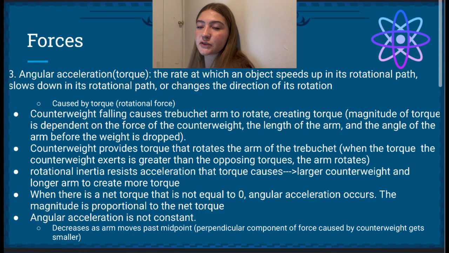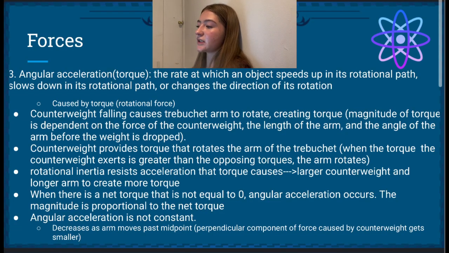The next force is torque. Torque causes angular acceleration. Angular acceleration is the rate at which an object speeds up in its rotational path, slows down in its rotational path, or changes the direction of its rotation. This is caused by torque, which is a rotational force. The counterweight falling causes the trebuchet arm to rotate, creating torque.